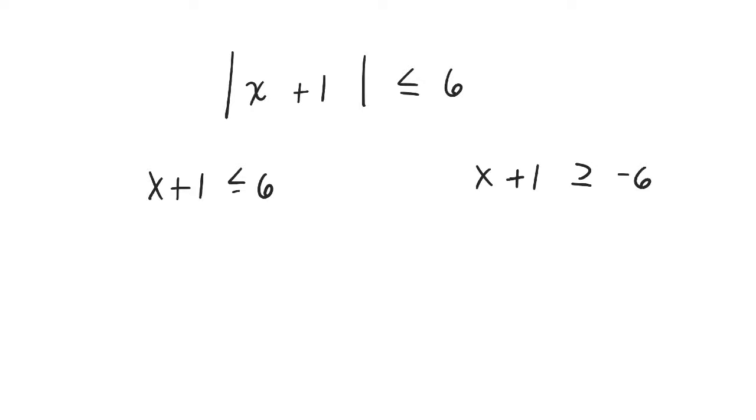So take a look at what I've written. I write the same thing I see without the absolute value, and then I flip the sign and negate the constant on the right-hand side. If I solve these separately, I get x is less than or equal to 5, and x is greater than or equal to negative 7. Now, can x be less than or equal to 5 and greater than or equal to negative 7, or is it an or statement? Which one is it in this case?